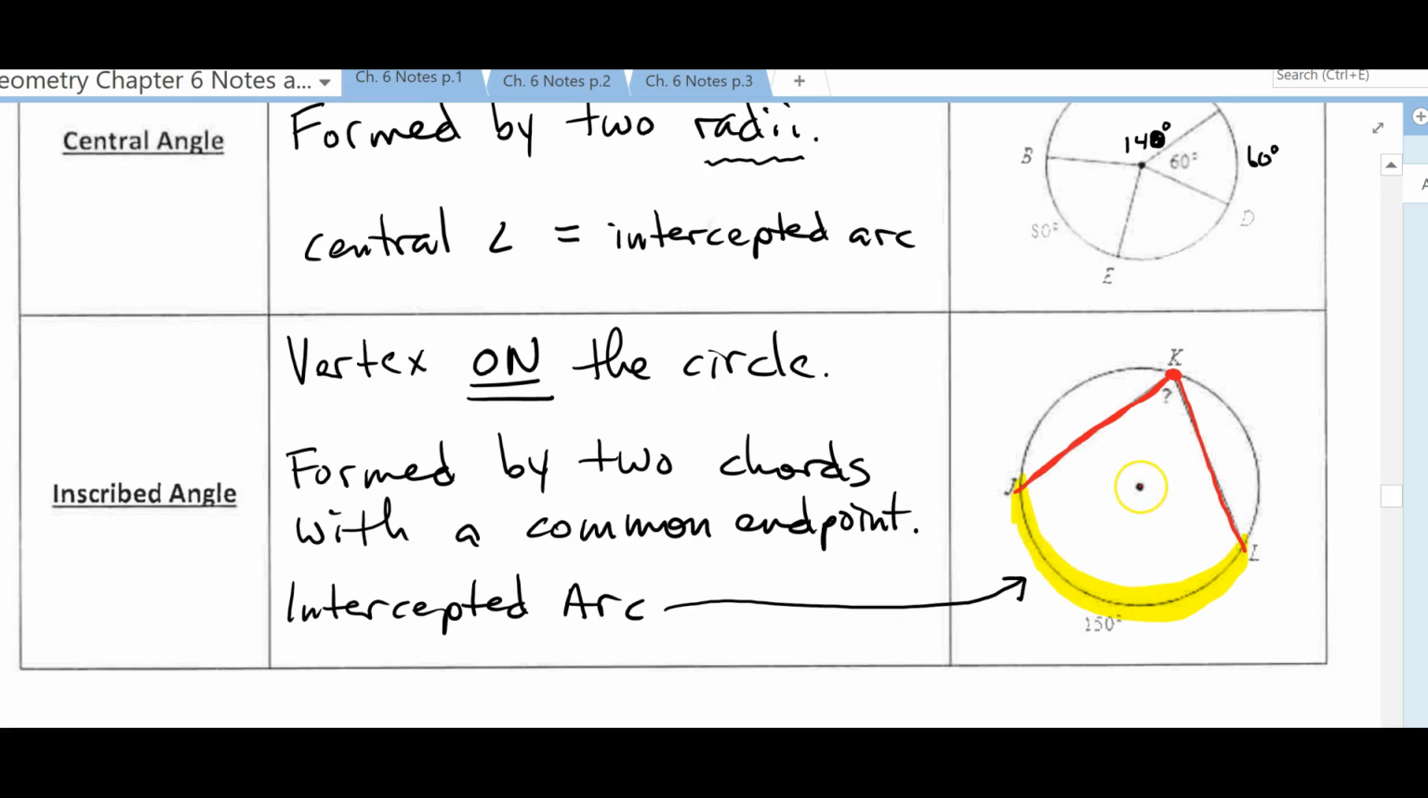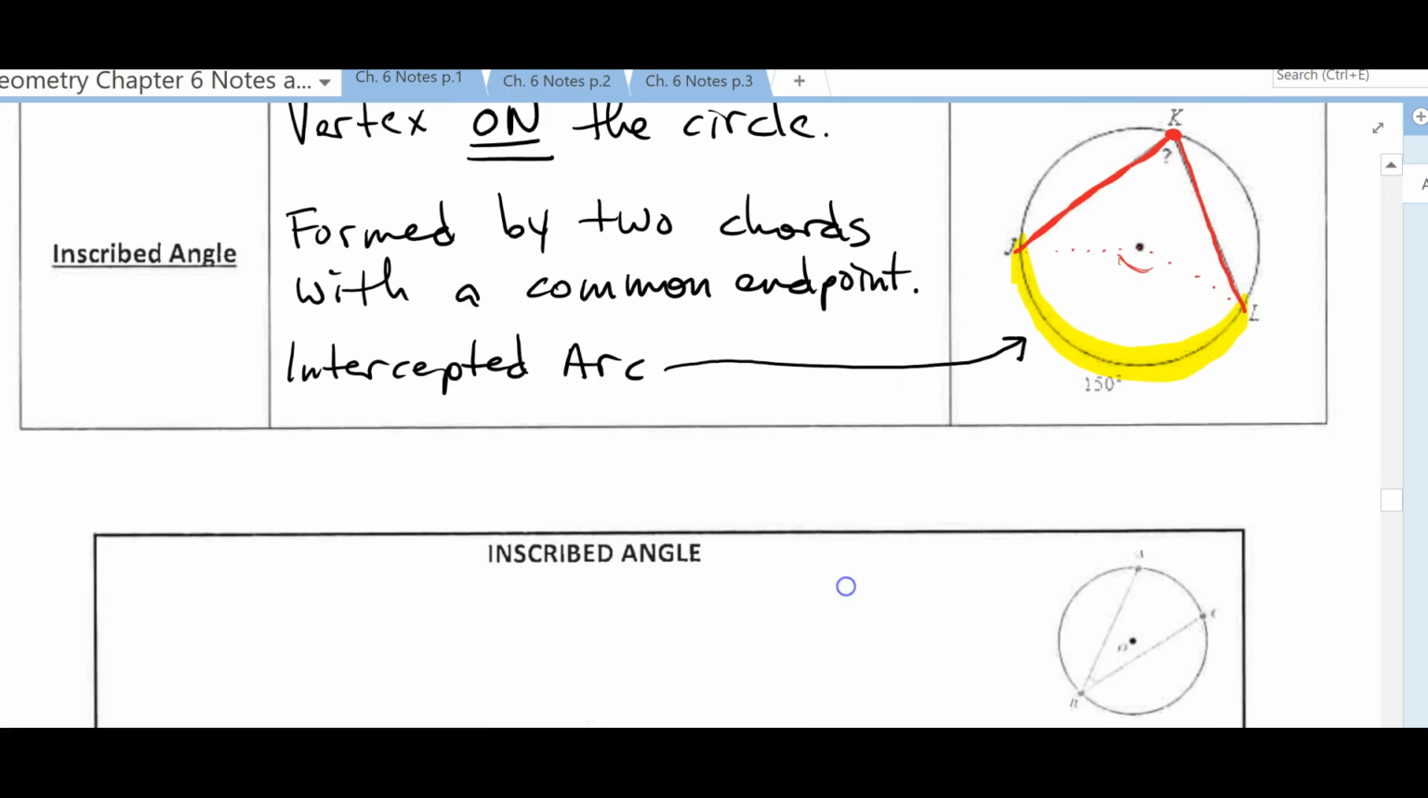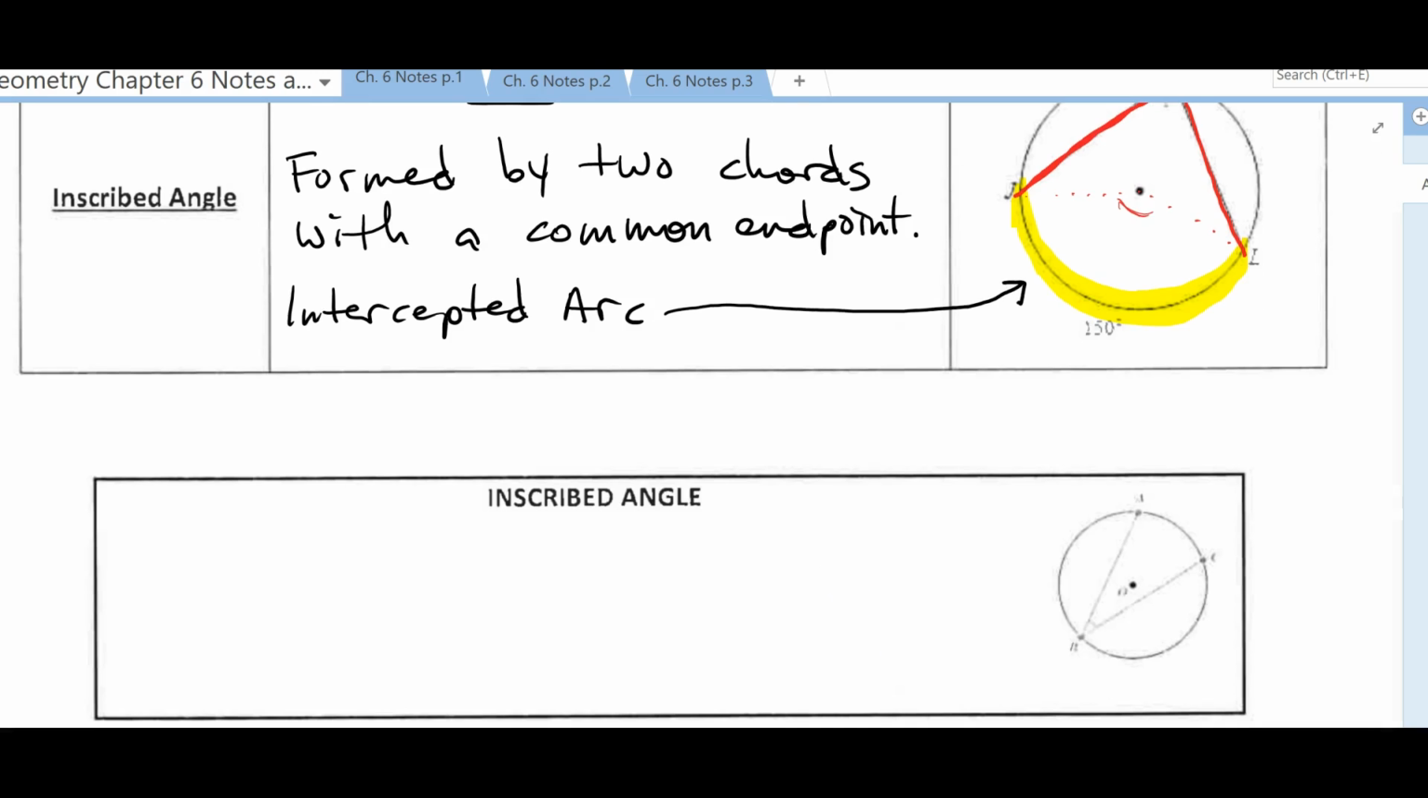So we like central angles because if I had an angle at the center, I know that this angle would measure 150 degrees. But we can see that angle K is not going to be 150. We can see that this is a large angle and this is a smaller angle. So the relationship is not that they're equal anymore. So let's talk about that. Let's get our formal definition here.